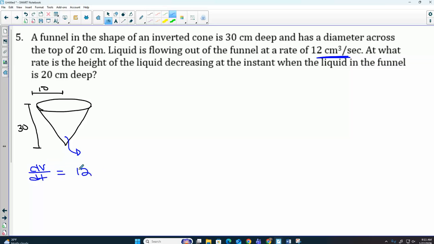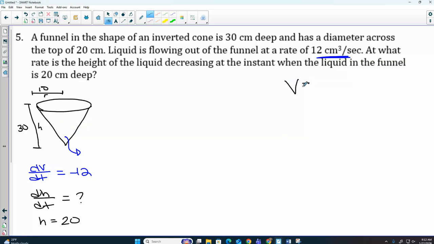What would I have to do? Negative, because it's coming out of my cone. At what rate is the height decreasing? So dh/dt. What kind of number should dh/dt be? It will be negative because I've already told you it's decreasing. At the instant when the liquid is 20 centimeters deep, so at the time when our height is 20. Okay, so we know this is the r, this is the h. We've got liquid that's coming down in here.